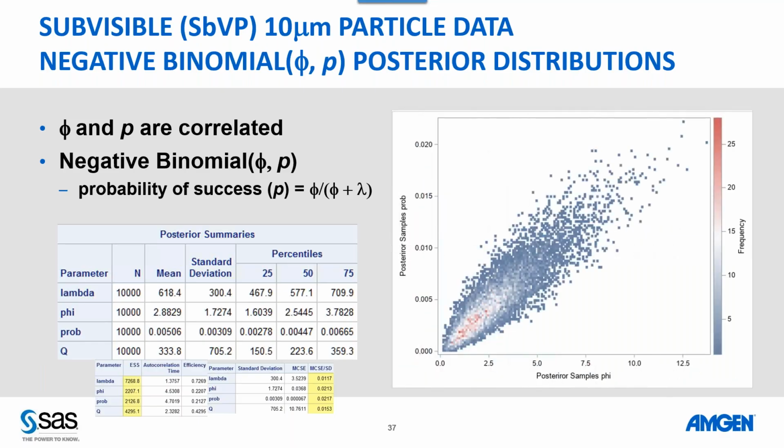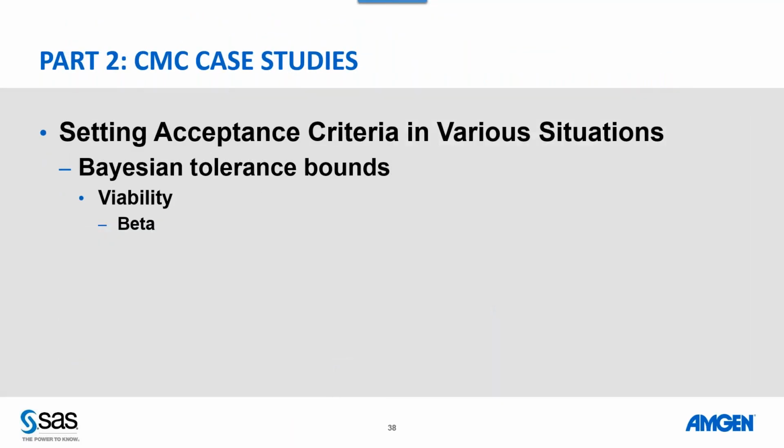And then they're correlated, and that's the bivariate plot with phi on the x-axis and the probability on the y-axis. So see the distribution. Some researchers calculate the lower tolerance bound with 95% confidence, 95% coverage, and the upper bound, to get a two-sided tolerance interval with 95% confidence, 90% coverage. What do you think?